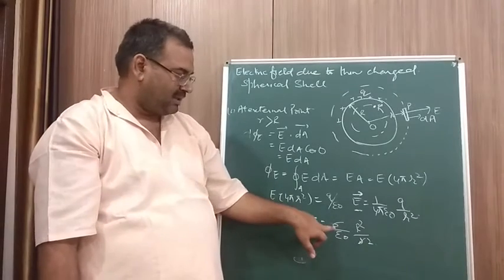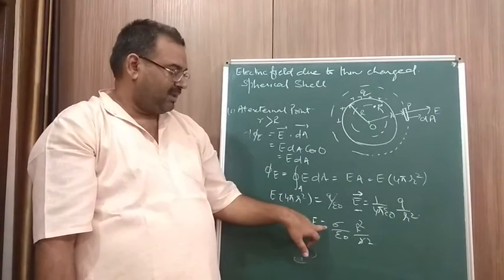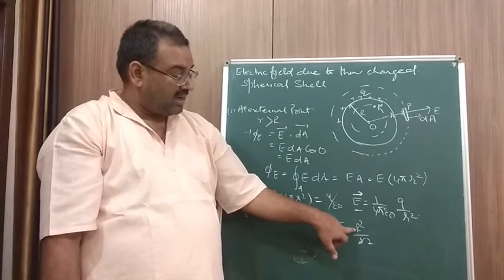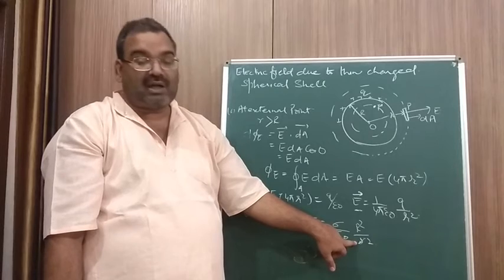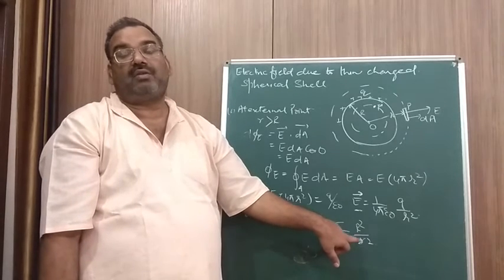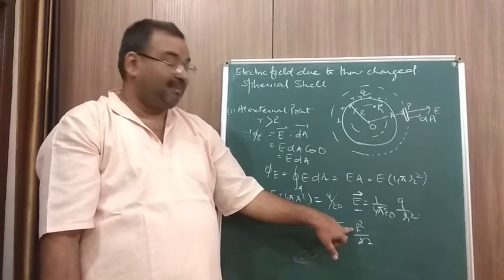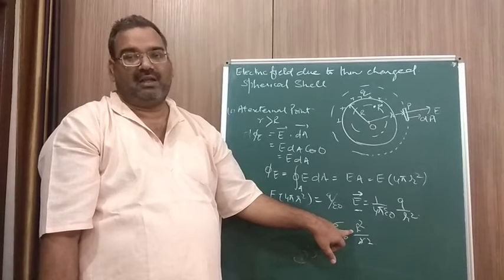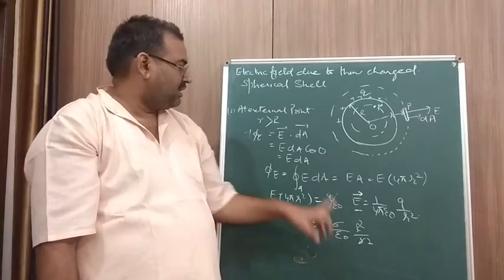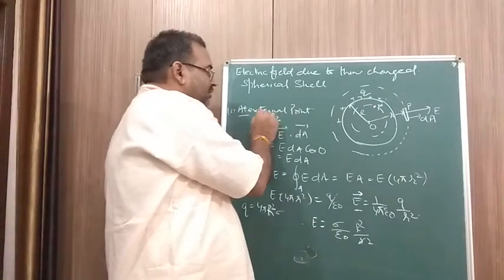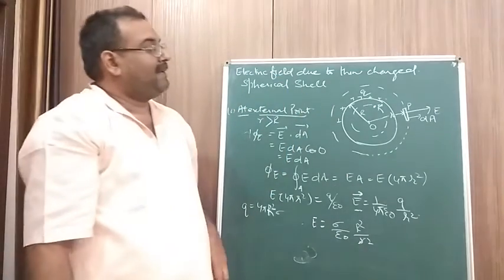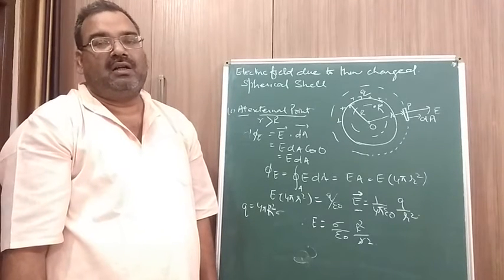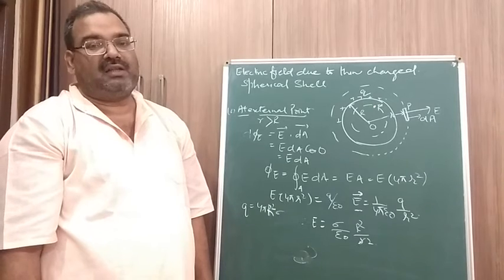4 pi cancels out. The electric field is given by the formula sigma upon epsilon naught, R square upon small r square. Small r is the distance of the external point, and capital R is the radius of the spherical shell. This is for the external point. Now we will find the electric field on the surface of the spherical shell and inside the spherical shell.